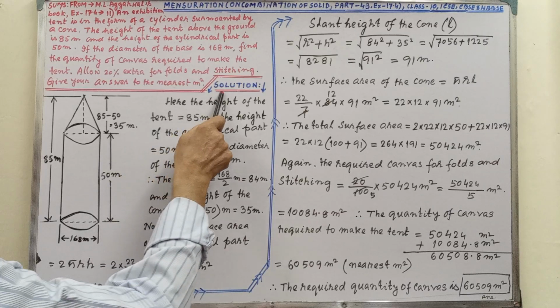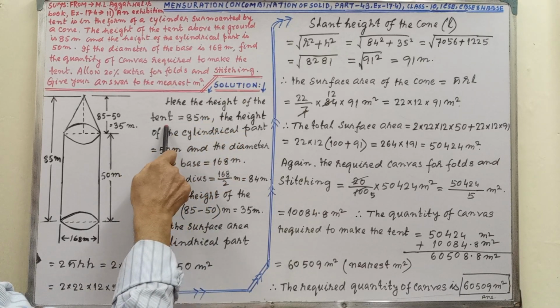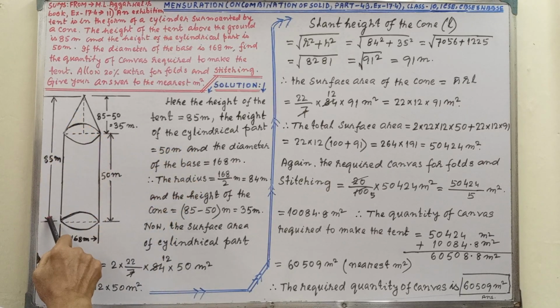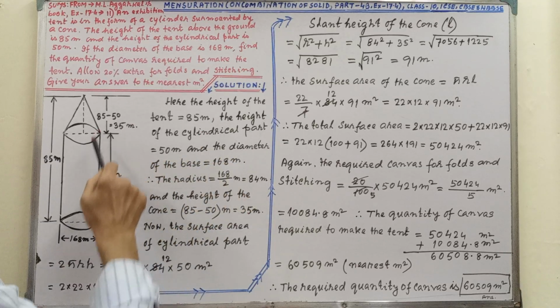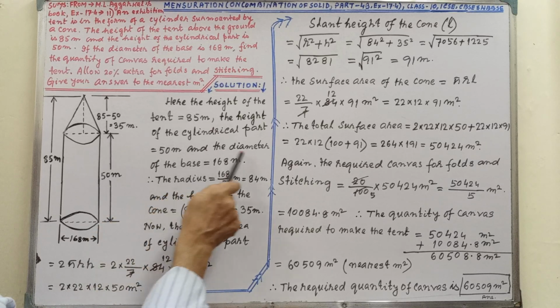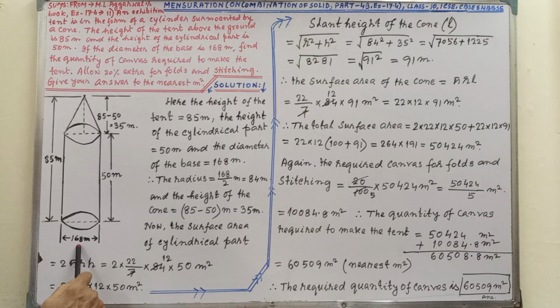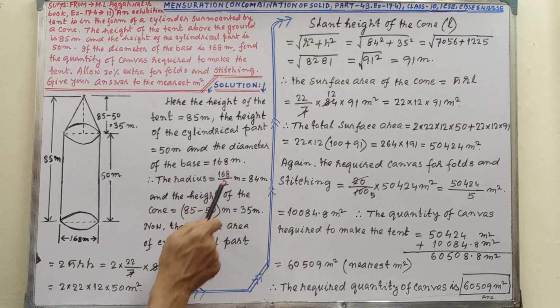Now pay your attention on the solution. Here the height of the tent that is given is 85 meter. The height of the cylindrical part, here to here, is 50. And the diameter of the base is 168 meter. Diameter 168, therefore radius 168 by 2, that is 84 meter.